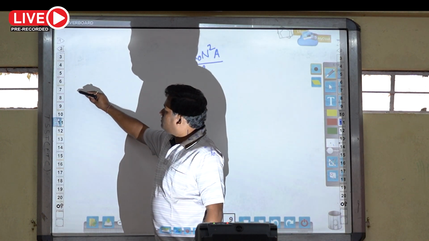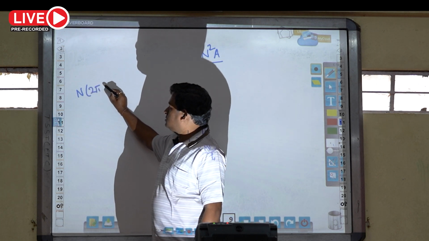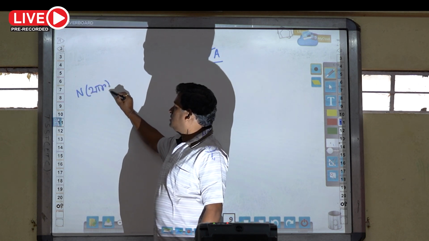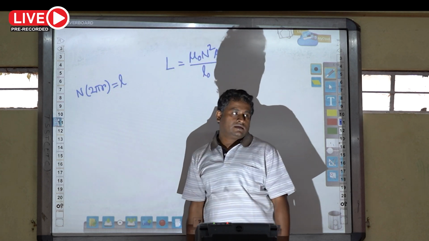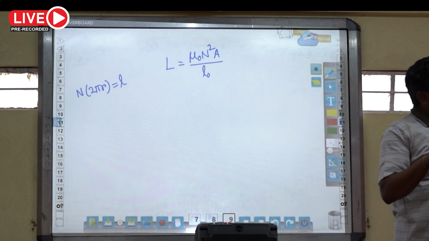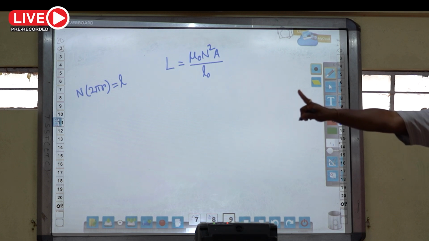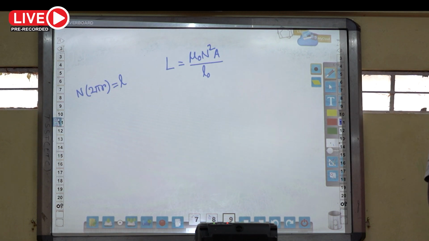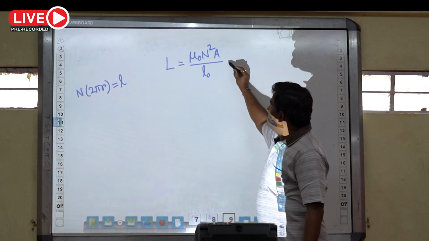So for that, if there are n turns, then n into 2 pi r will be equal to the length of the wire. L naught is not the length of the wire. L naught is the length of the solenoid over which the wire is wrapped. If you stretch that wire, then the length is L, not L naught. Now, we will substitute it here.